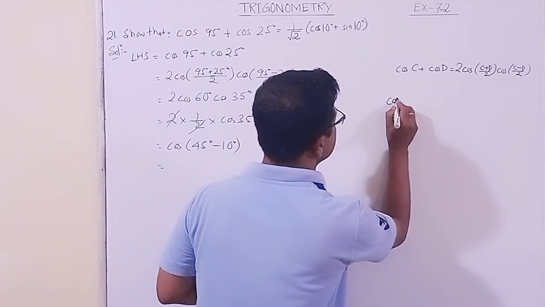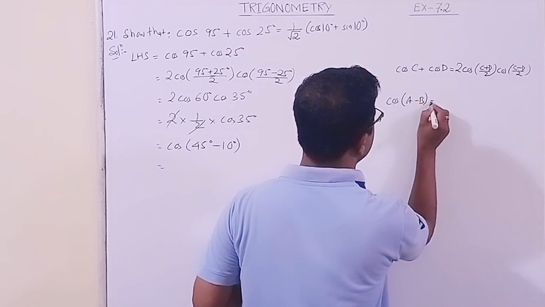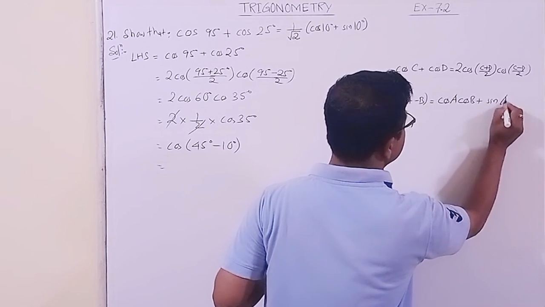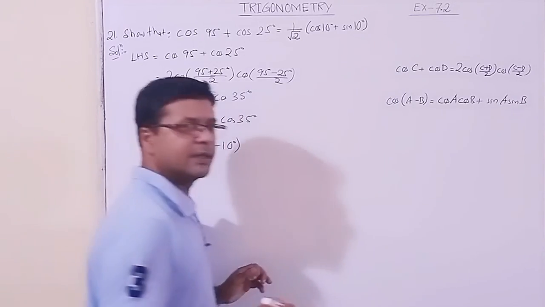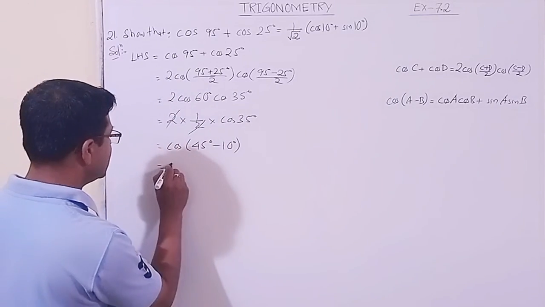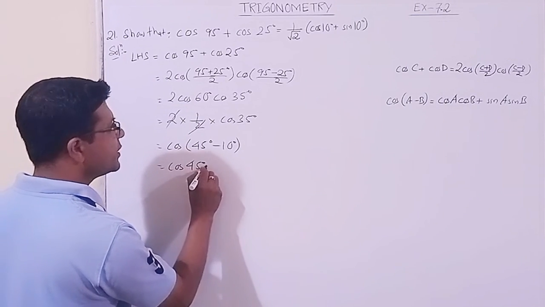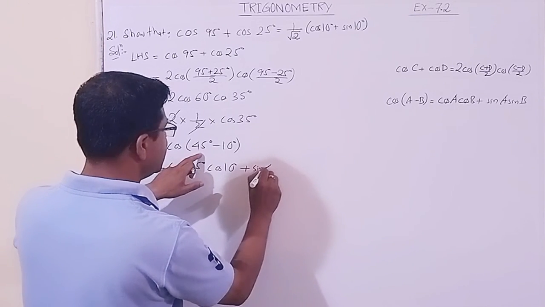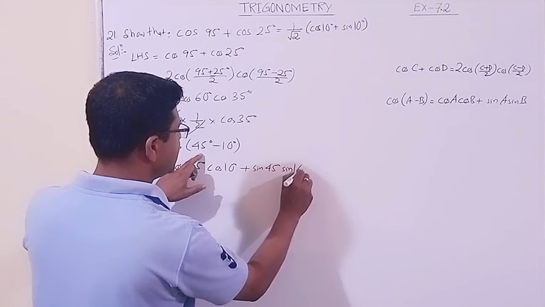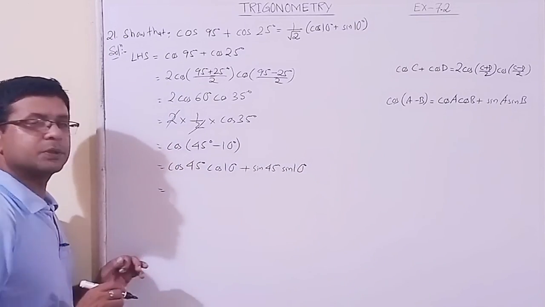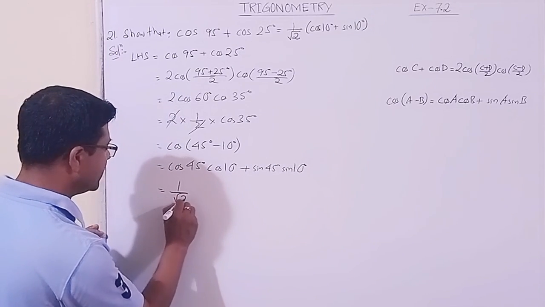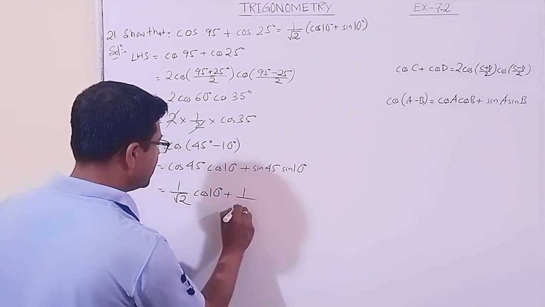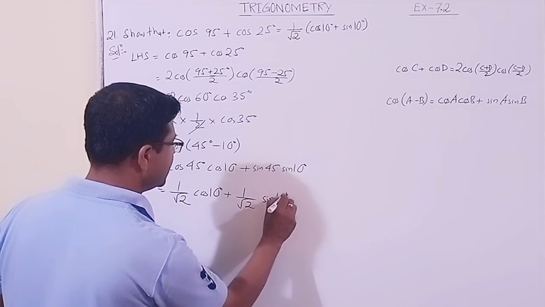What is cos A minus B? Cos A minus B is cos A cos B plus sin A sin B. Alright. Now let us use that formula. Cos A cos B plus sin A sin B. Okay, we are very close to finish it. Cos 45, you have to know the table, 1 by root 2, this is cos of 10 degree. Sin 45, 1 by root 2, sin of 10 degree.